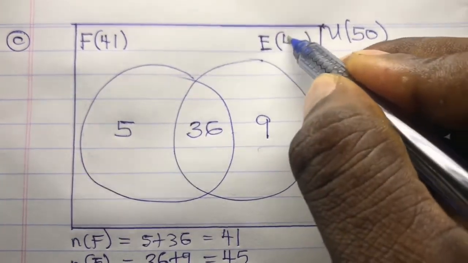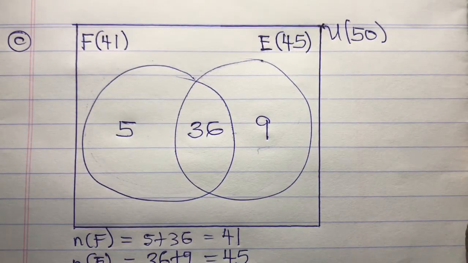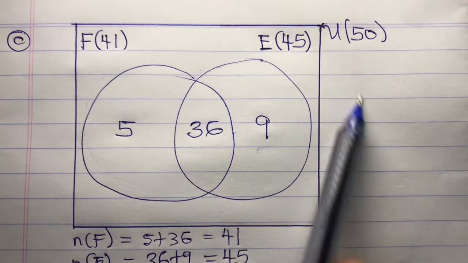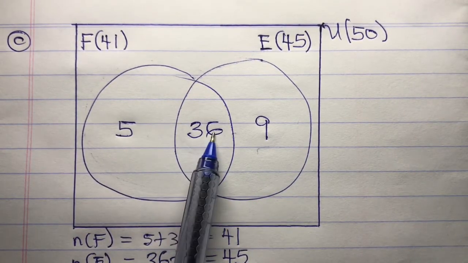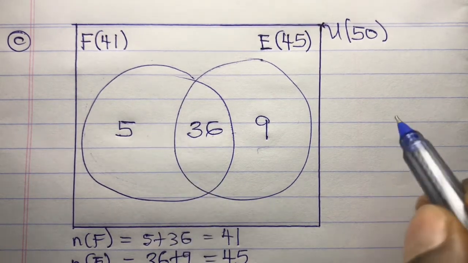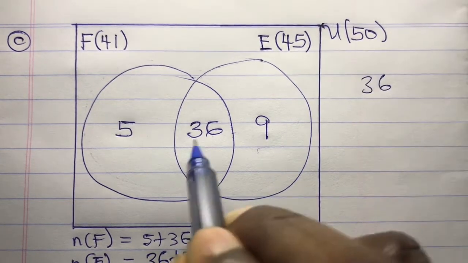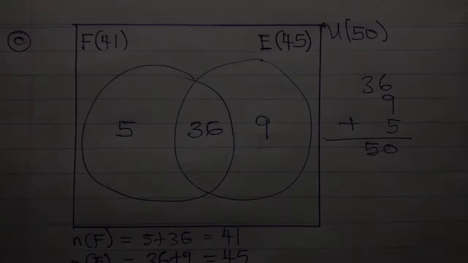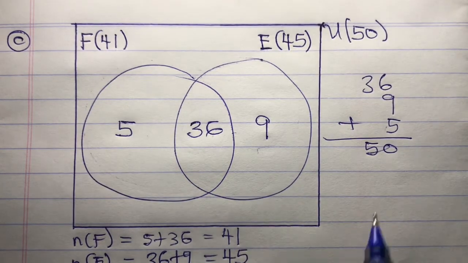So over here we have 45. Right. So we are done. Okay. So when you add 5 to 36, you have 41. Let's do analysis over here. Let's arrange them. We have 36, then 9, then 5. When you add 36 plus 9, 45. So 45 plus 5 is 50.